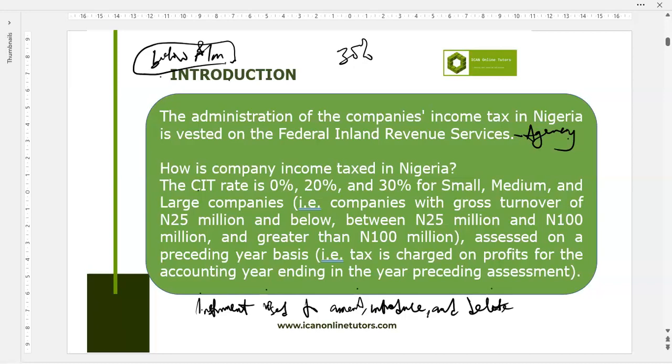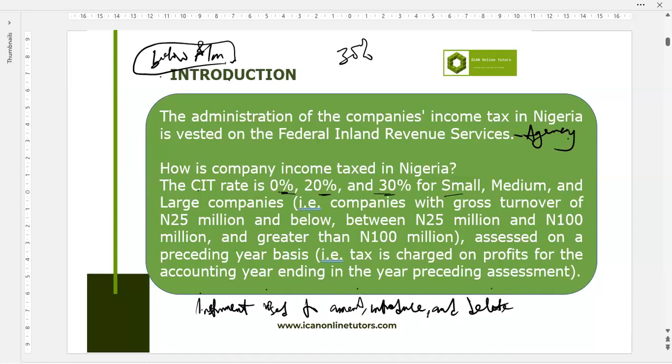So the Finance Act of 2019 amends the provision of the Companies Income Tax Act as far as the rate is concerned. It categorizes companies into three: companies taxed at 0%, those taxed at 20%, and those taxed at 30%. So what are these companies? Small companies are those that will be taxed at 0%. Medium-sized companies are taxed at 20%, and 30% is for the large companies.